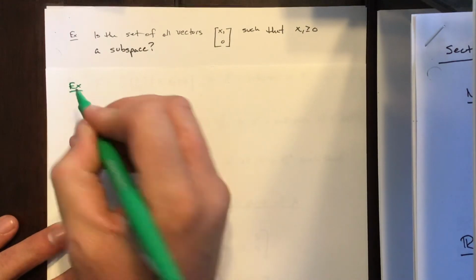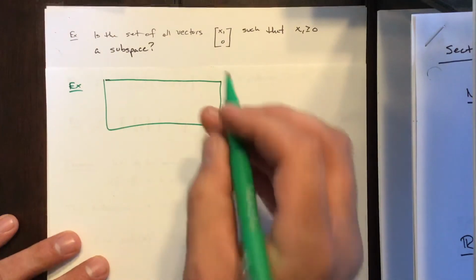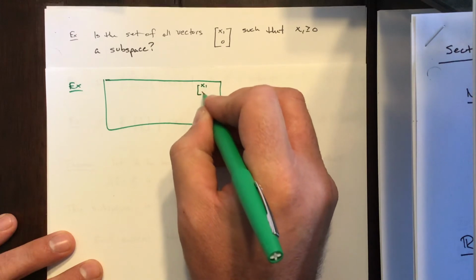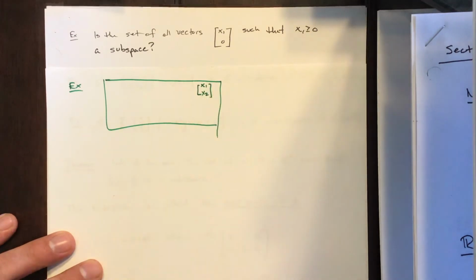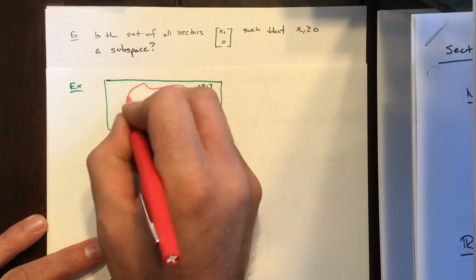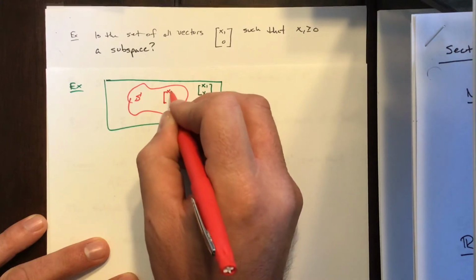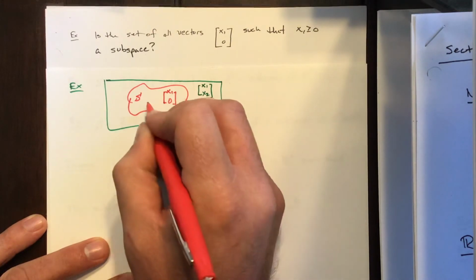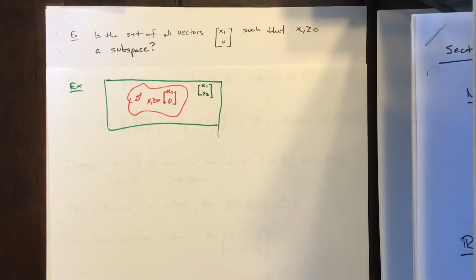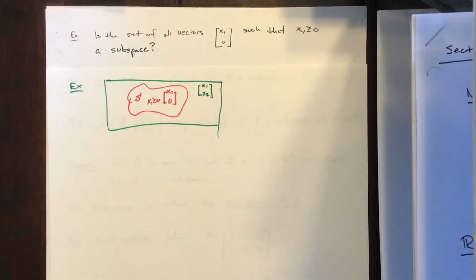Again, what's our generic element in the vector space look like? It looks like x1, x2, where x1 and x2 are real numbers. Our subset, this thing that we're calling S, is the set of all vectors x1, 0, where x1 is greater than or equal to 0. So it's not just any real number, it's a real number that's greater than or equal to 0.